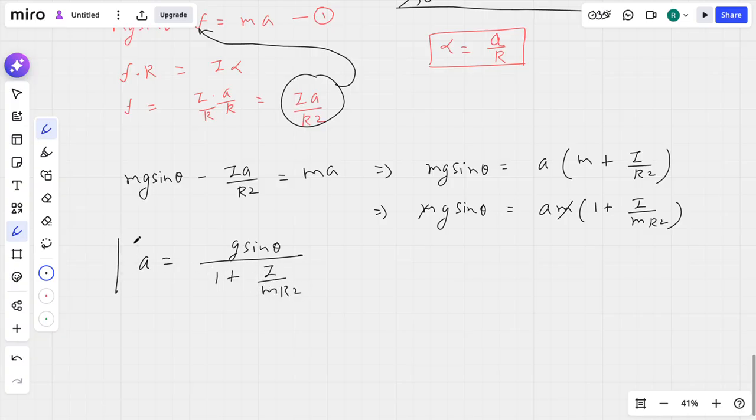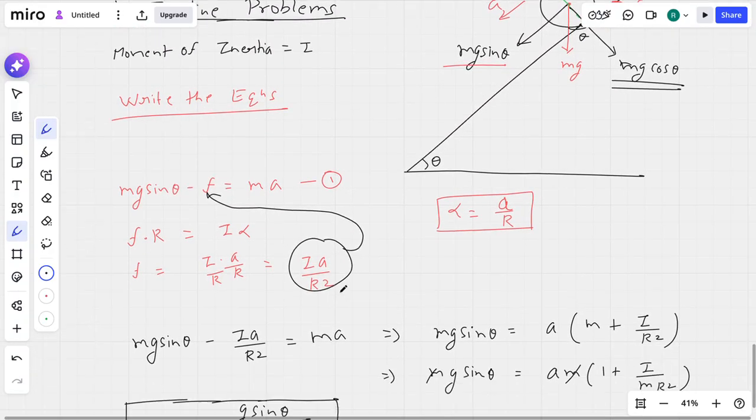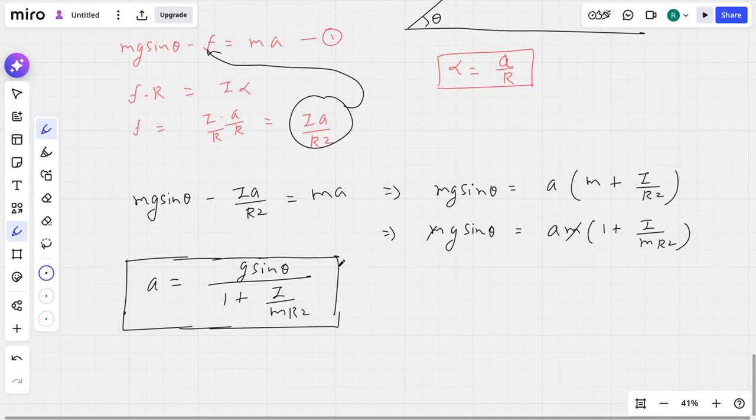This is the acceleration produced in a rolling body when placed over an inclined surface. This is our relation. Also we can find our frictional force. We simply put the value of acceleration in the above equation and we will get the frictional force. Alpha can be written as a by r, so we can put the value and get our result.